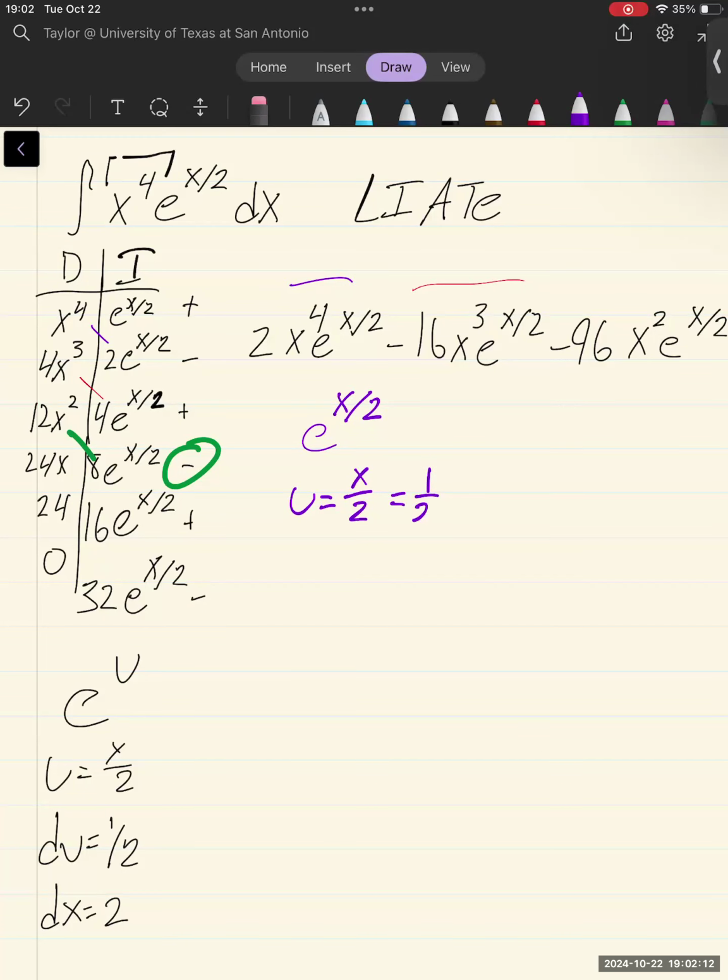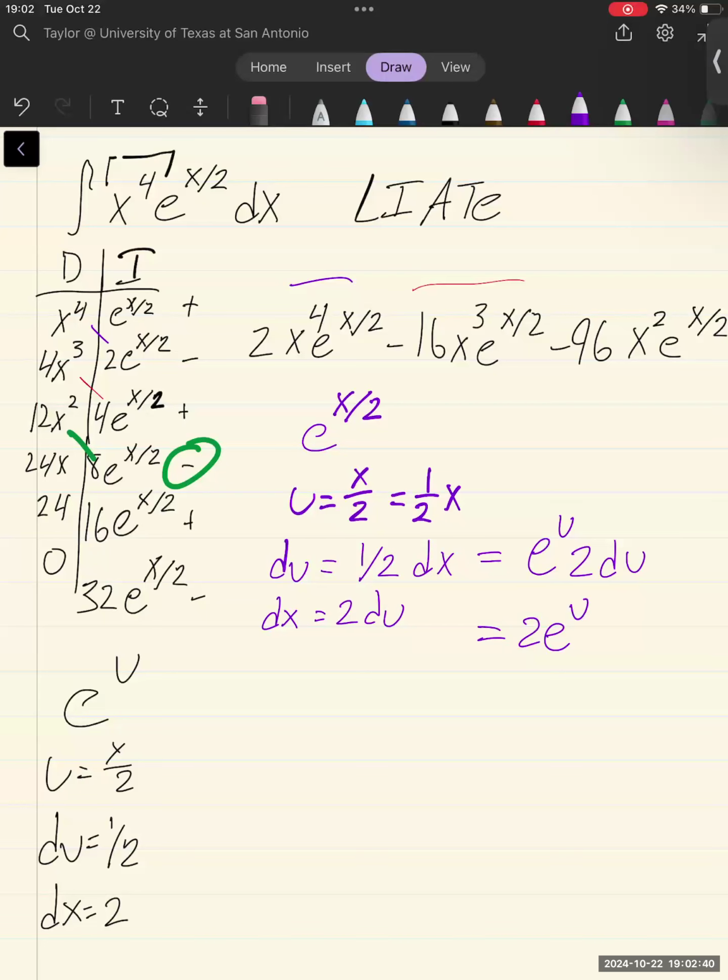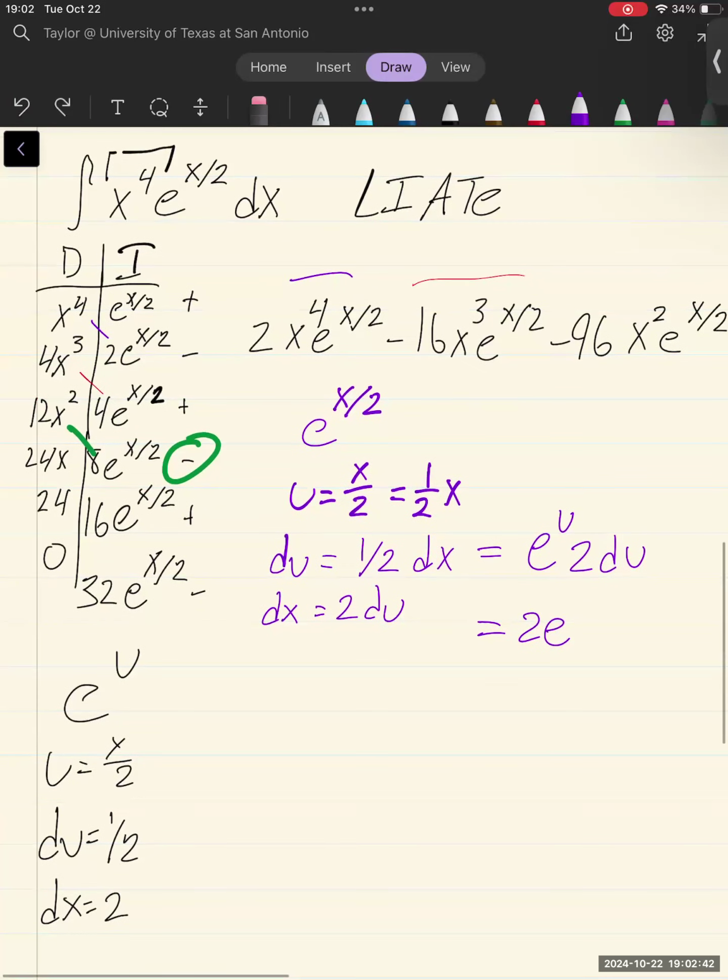This is the same as 1/2 x, right? So the derivative of this, du equals 1/2 dx. So my dx term equals 2 du. And then if I plug that into e to the u, and then right here is my dx term, 2 du. That's where I get 2e to the x over 2.